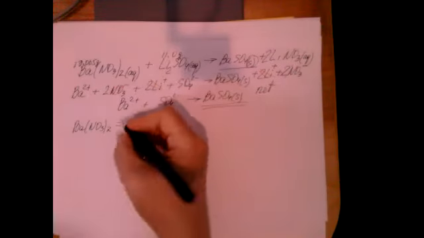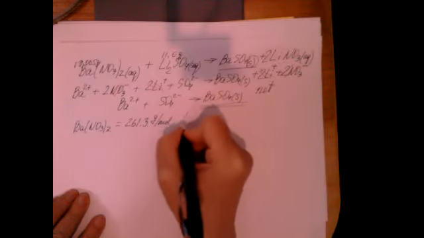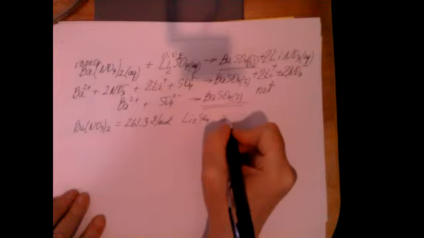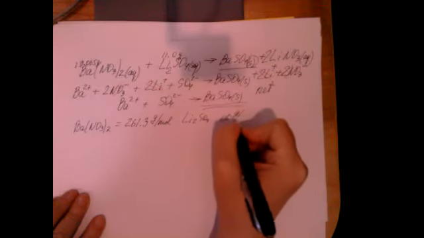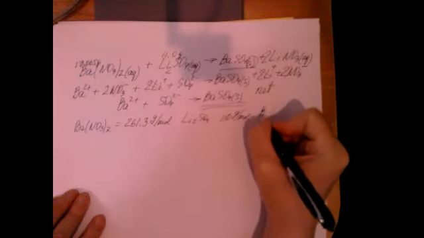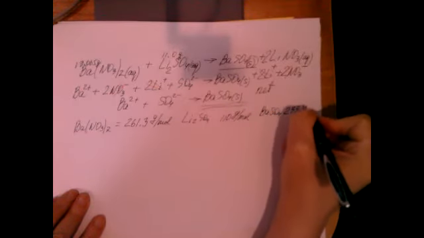So barium nitrate, Ba(NO3)2, has molar mass 261.3 grams per mole. Lithium sulfate, 110 grams per mole, and barium sulfate, 233.4 grams per mole.